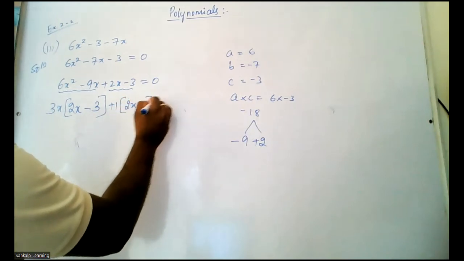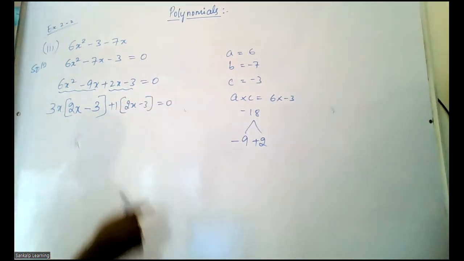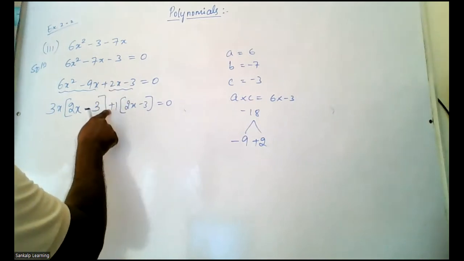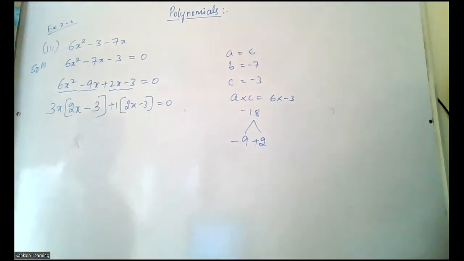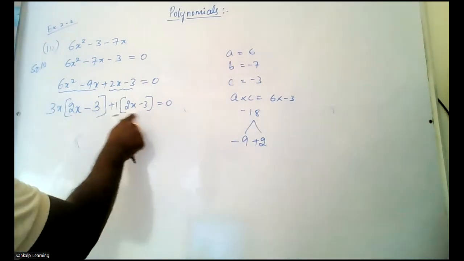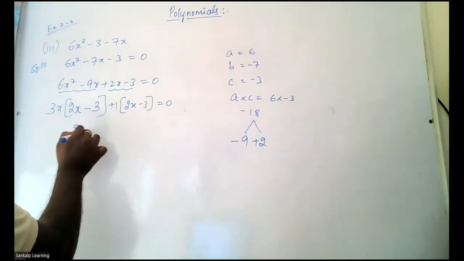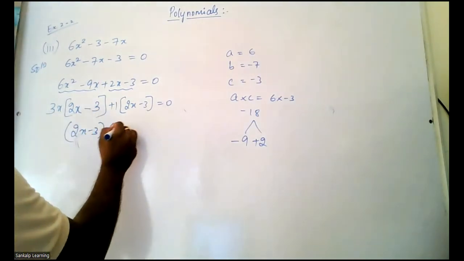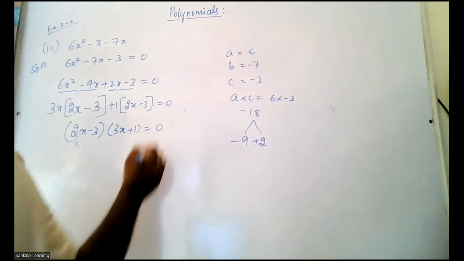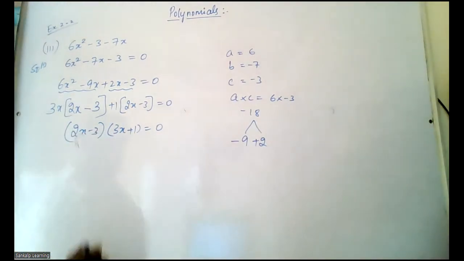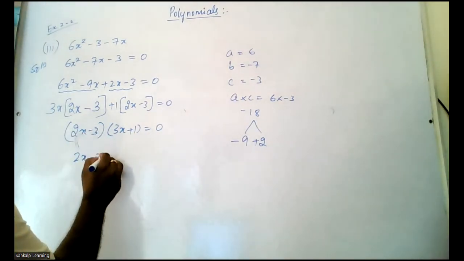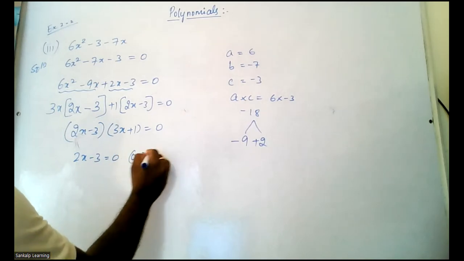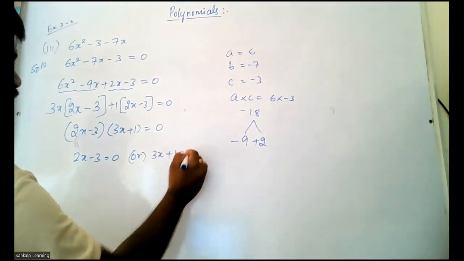2x minus 3. But you have to be very careful. If you got minus outside here, you have to change the sign. Now it is plus, therefore you need not change the sign. You got the same thing, 2x minus 3, into the left out thing, 3x plus 1 equal to 0. Product of two things is 0, implies either 2x minus 3 should be equal to 0 or 3x plus 1 should be equal to 0.